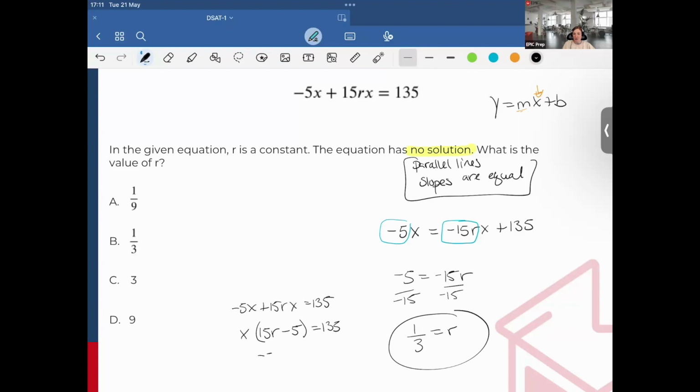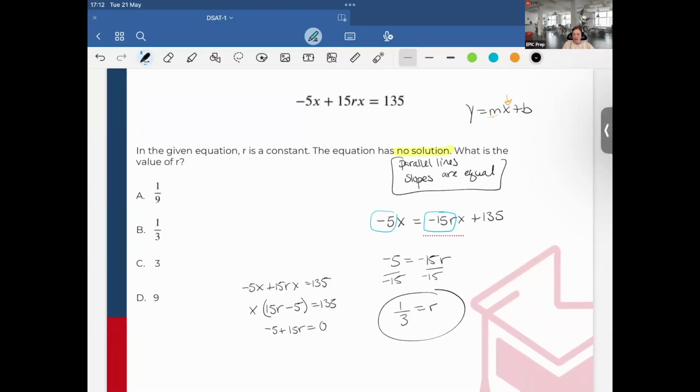And then I can set it equal to 0. Negative 5 plus 15r equals 0. And then that would give me r equals 1/3 as well. So same thing. Basically, if I went in and plugged in 1/3 for r, it would tell me that 0 is equal to 135. That's impossible. That's a non-solution. Personally, I prefer this way, and that's the answer.